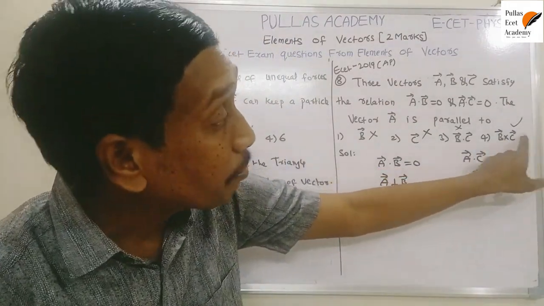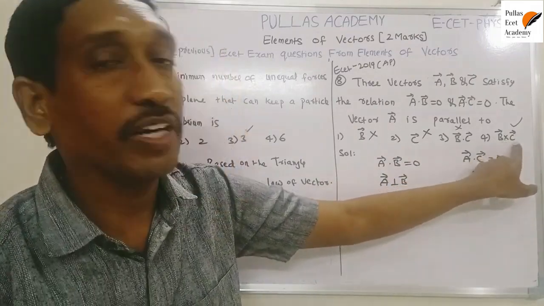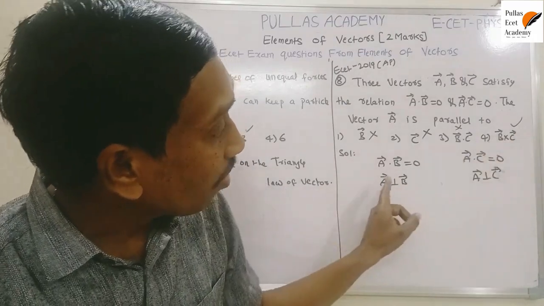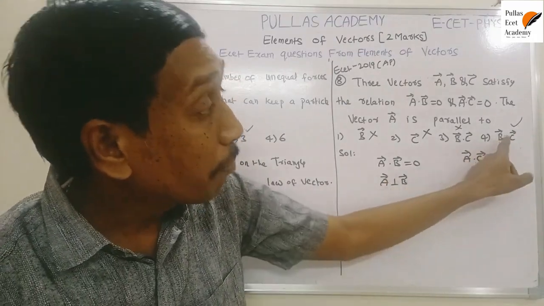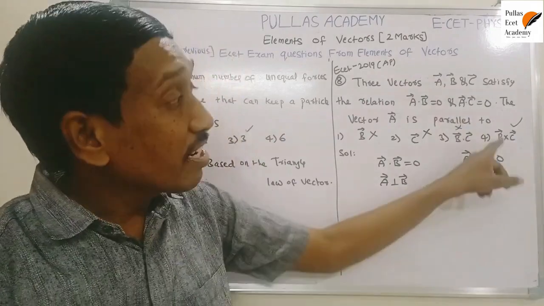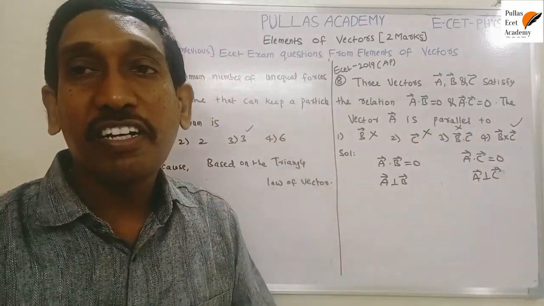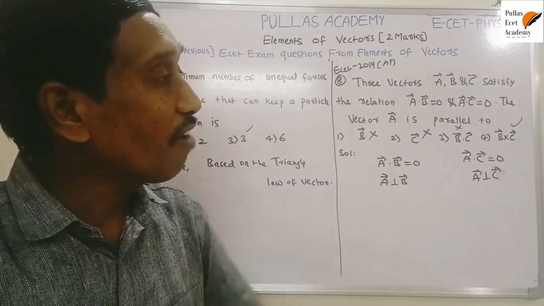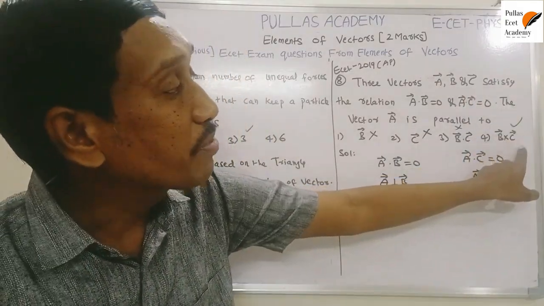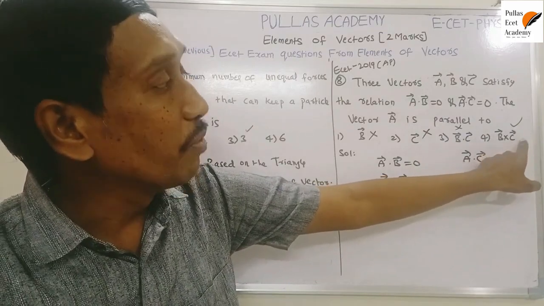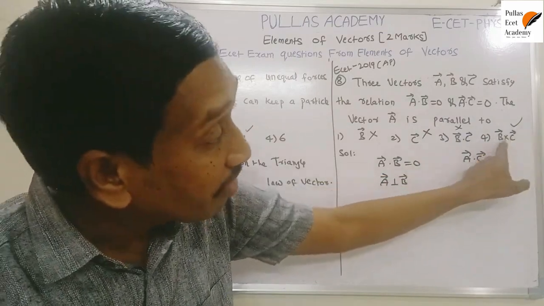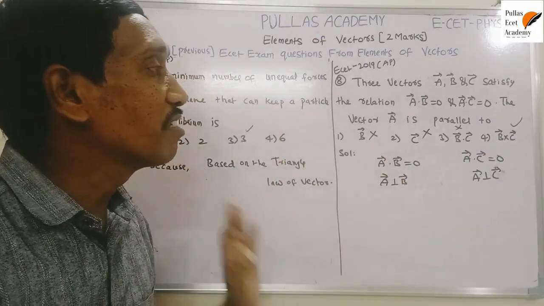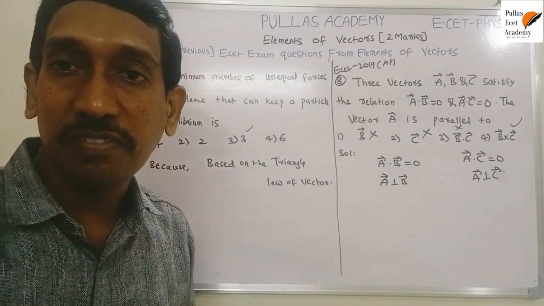That another vector is perpendicular to these two vectors. A bar is already perpendicular to B bar and C bar. That's why this new vector and this A bar vector are parallel to each other. That's why this is the correct option. Always, the vector product gives another new vector, and that new vector is perpendicular to the given two vectors. That is the concept here. If you know that concept, it's very easy to understand. So the fourth option is correct.